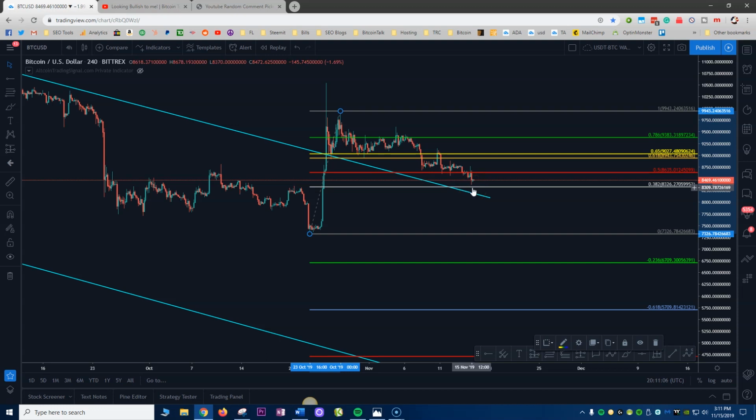It can't just keep going down, down, down. There has to be some upward momentum. And we usually get that upward momentum at some of these key points right here. And this one is going to be the 382.